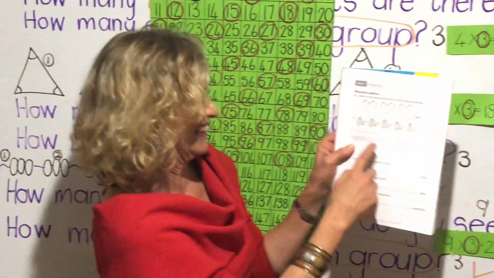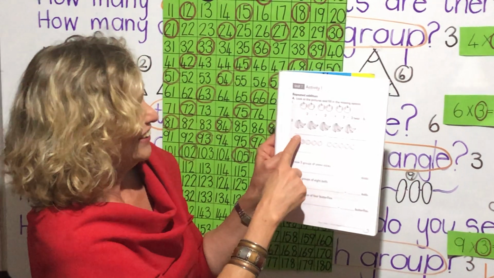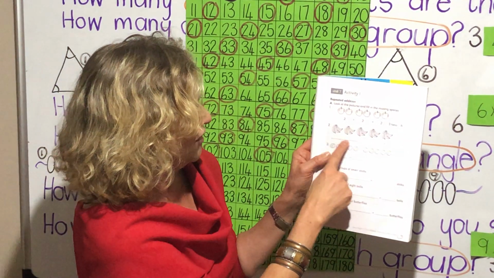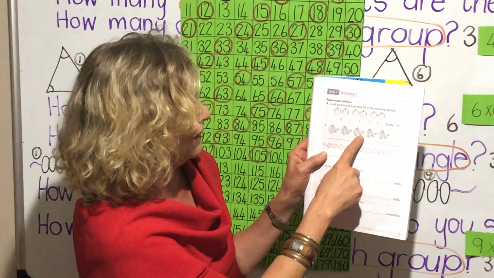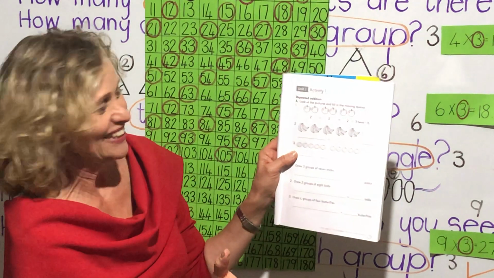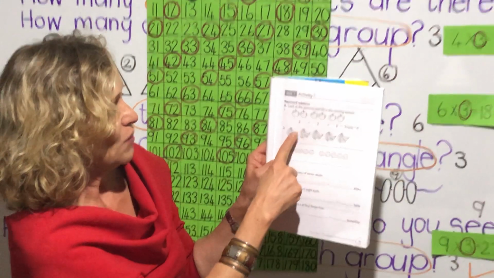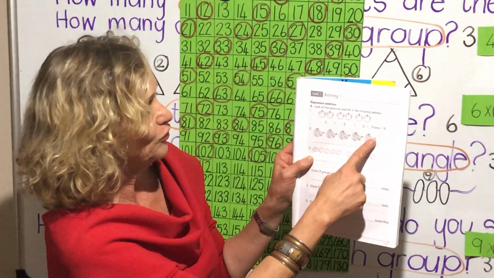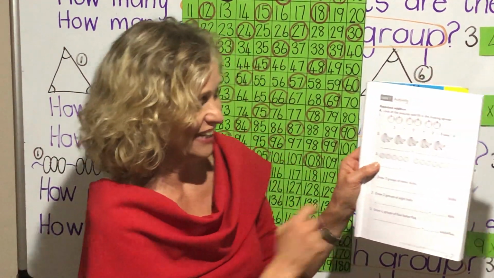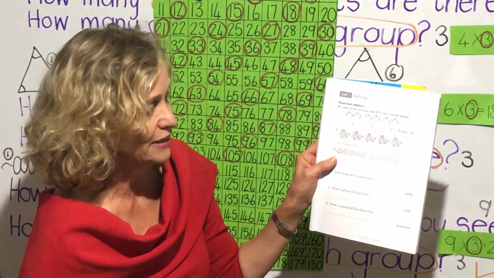Okay, guys. Right, so it's going to be, what are we going to say? 3 plus 3 plus 3 plus 3 plus 3, but no, that takes too long. So we're going to say 1, 2, 3, 4, 5 groups. 5 times 3 equals 15. And that's how you're going to complete this work.